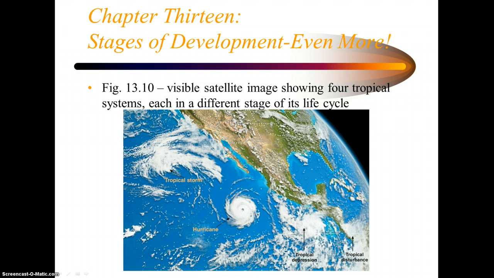This visible satellite image shows 4 tropical systems, each in a different stage of development. So here's a tropical disturbance, here's a tropical depression, here's a hurricane, and this probably was a hurricane up here, but now it's a tropical storm. So you can see that.